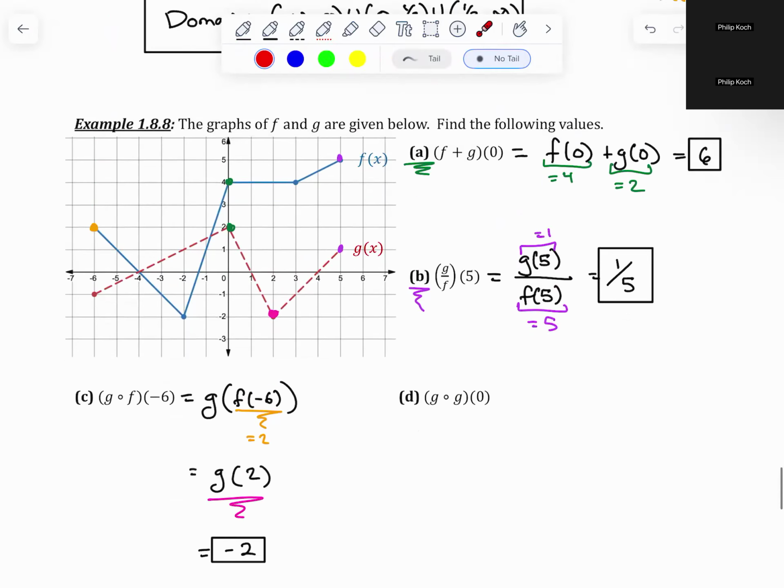How come you used the blue line? The blue line for f. f is the blue line. And so I needed to first compute f of -6. So f of -6 would be the y value at -6 on the blue line, which is 2. And that's where I get that. And then plug it in.